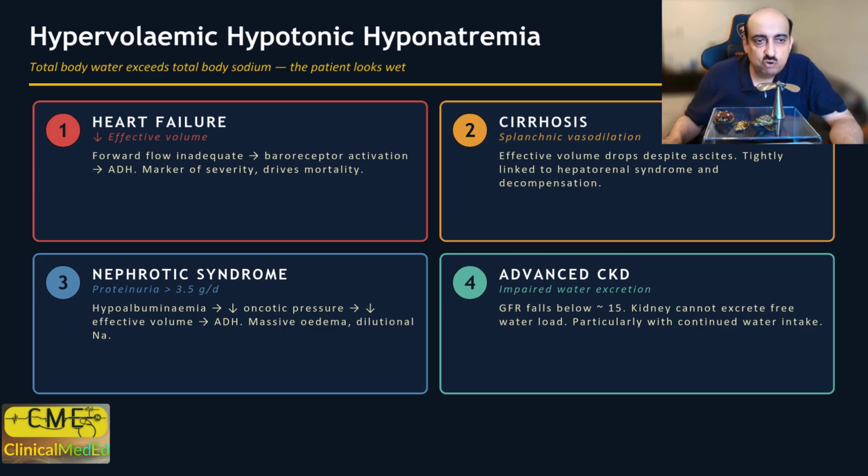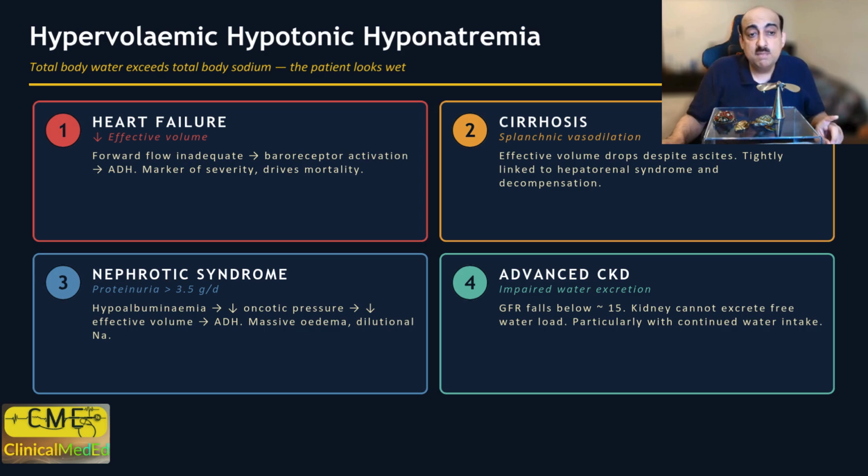Third, nephrotic syndrome. Heavy proteinuria. There is loss of albumin leading to hypoalbuminemia, which leads to reduced oncotic pressure inside the vessels. That leads to fluid redistribution, and the effective volume falls. Again, ADH is activated, leading to hyponatremia.